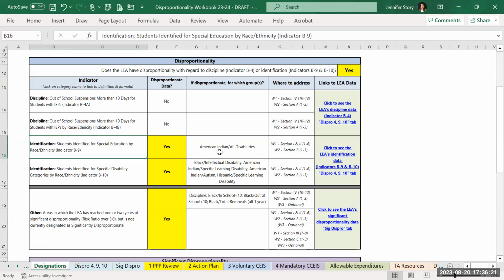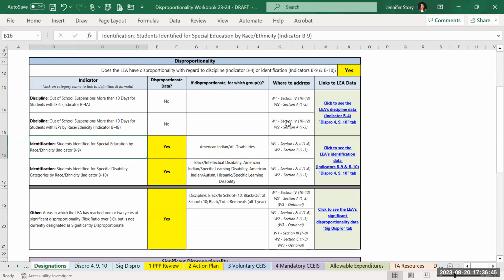So for this district, it's for students who are identified as American Indian and are found eligible under all disability categories. There's also disproportionality with regard to these specific racial ethnic groups for the identified disability categories of intellectual disability and specific learning disability. So it's a really quick summary.